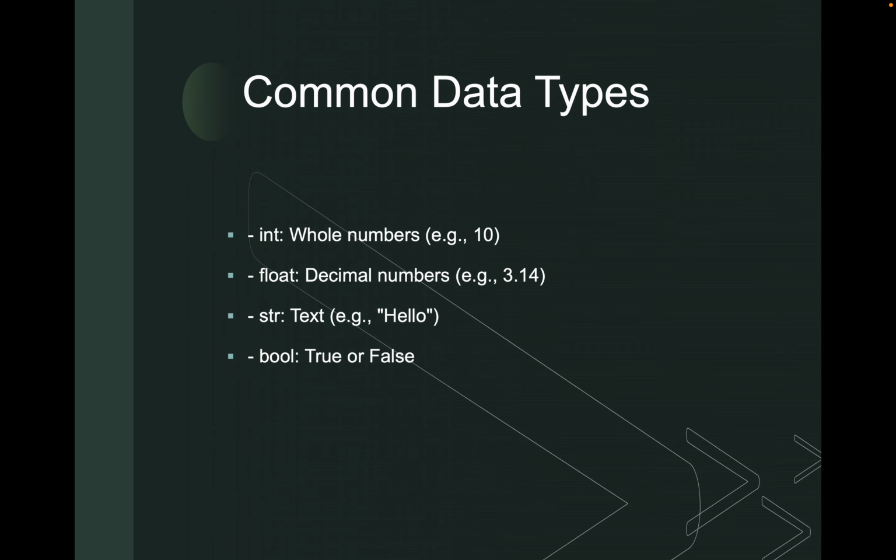Integer, float, string, and boolean are the common data types we will see. Knowing the data type is really important because it affects what you can do with the variable. For example, you can add two integers together, but you can't directly add a string to a number without conversion. There is a difference, and it really matters. It is important to know the difference between the types, and you will understand this in the future as we go ahead. Let's move on to the next slide.